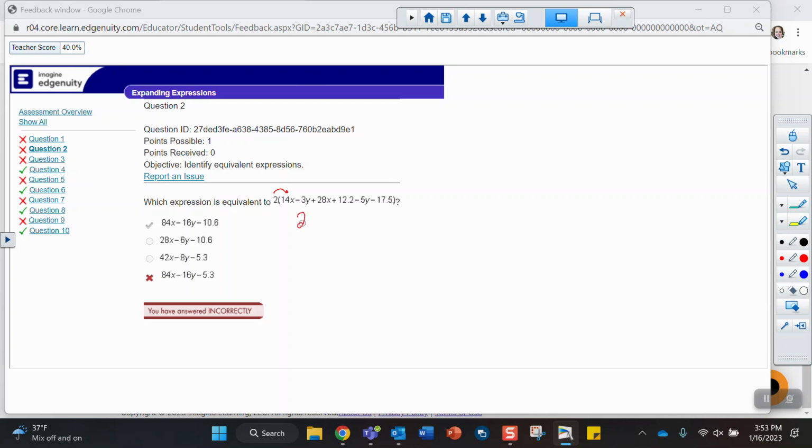So 2 times 14x is 28x. 2 times that minus 3y, that's going to give us minus 6y. 2 times 28x, that's 56x. That's a lot of x's. 2 times 12.2, that's 24.4. 2 times the 5y, and again it's subtraction, so minus 10y. And 2 times the minus 17.5.